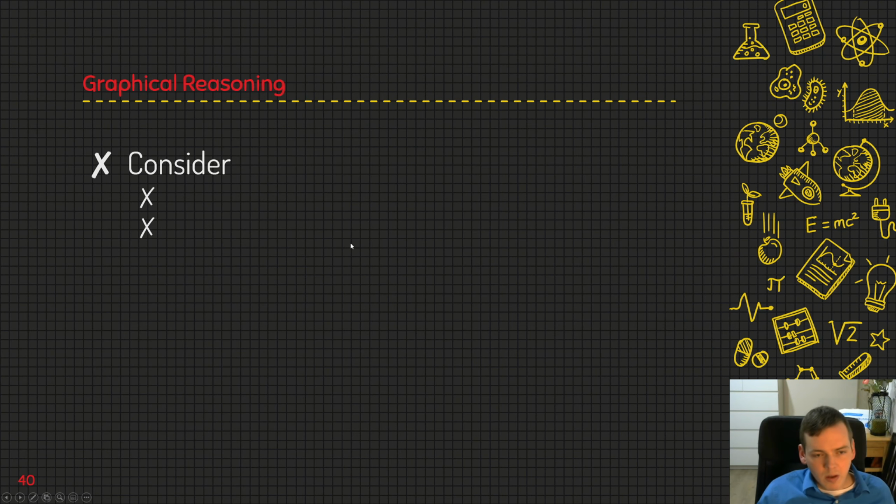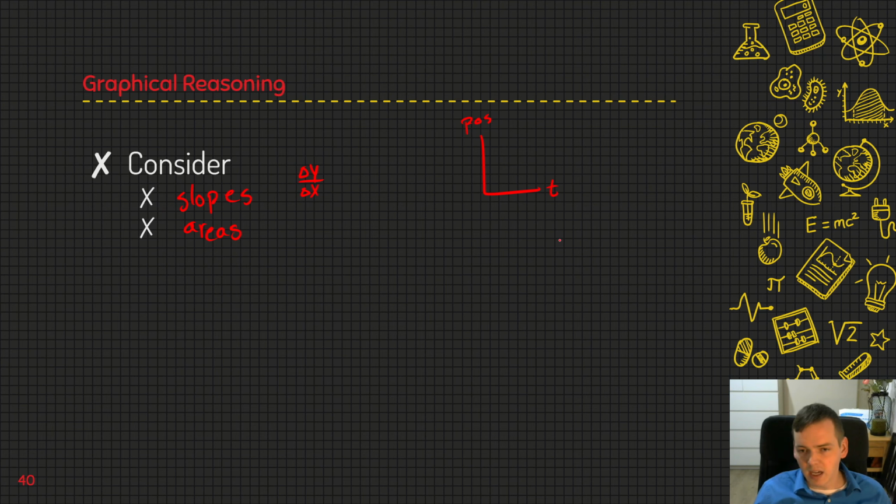So, graphical reasoning. The things that we want to consider are twofold. We want to look at slopes and areas. If you have a slope, that's essentially change in y over change in x. So if you're looking at a graph and you think, okay, on the y-axis I have, for example, position, and on the x-axis I have time. Well, we know that change in position over change in time is a velocity, and that's why we said the slope of this curve is velocity. We'll talk about some examples for energy in a second, but just keep that in mind.